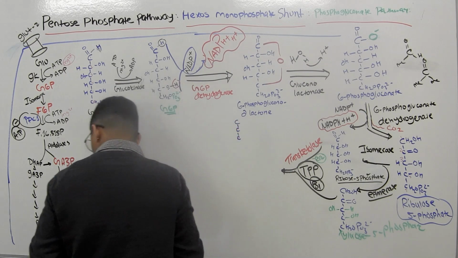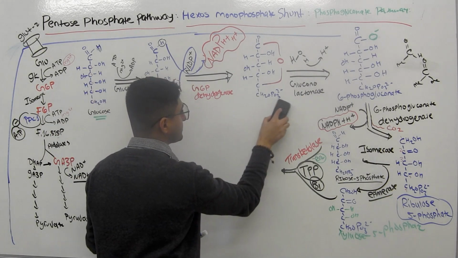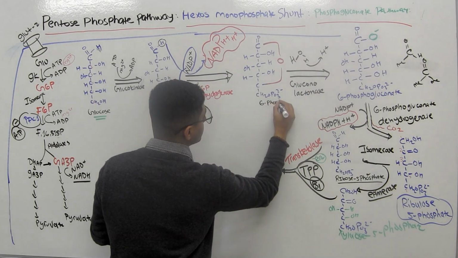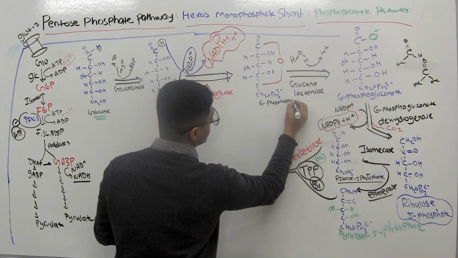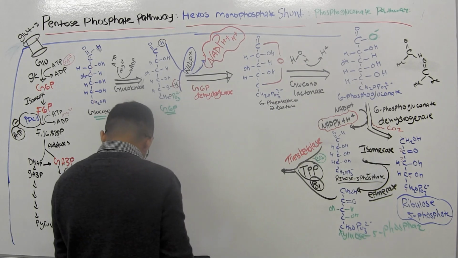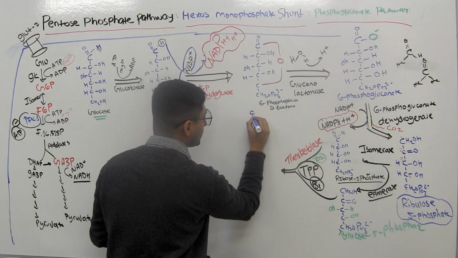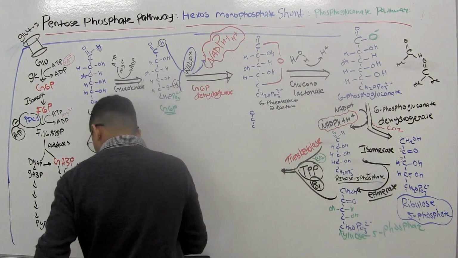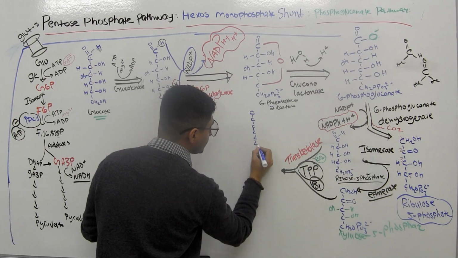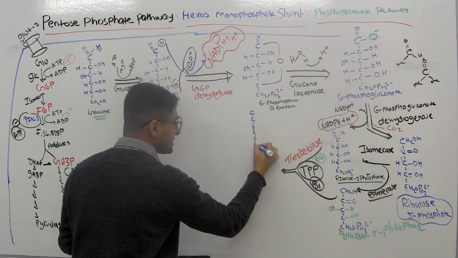Let's write it down a little bit over there, erase this, and then I'm just going to write 6-phosphoglucono delta lactone. Sorry for the spelling, guys. Check it out, now this is interesting. You have 7 carbons: 1, 2, 3, 4, 5, 6, 7.